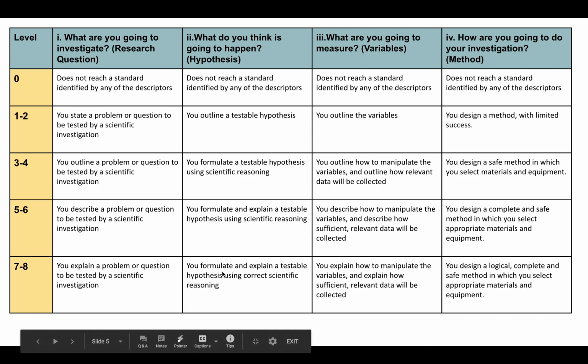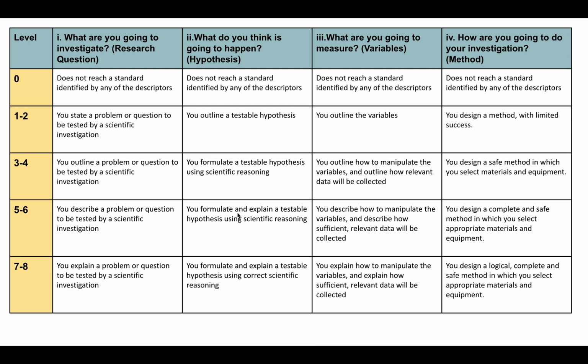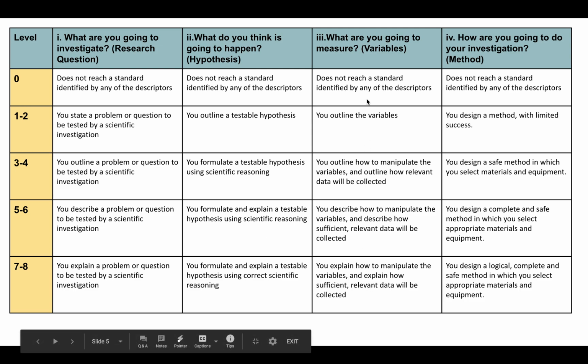Sometimes it's really hard, because a lot of people often get the 5-6 bracket in this, because you have often given an explanation, but it's not always using the correct science in there. So be really careful, making sure you've got the real reasoning behind it. The third one essentially is your variables. So that's what are you going to measure?